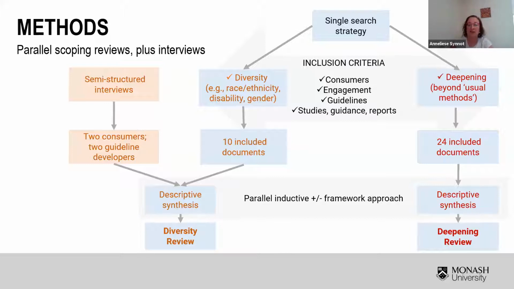So we found 10 documents that looked at diversity, 24 looked at deepening, and we supplemented the diversity review with 4 interviews with consumers and guideline developers, and then merged those together. And for each of the reviews, we did a descriptive synthesis and came up with a range of themes.